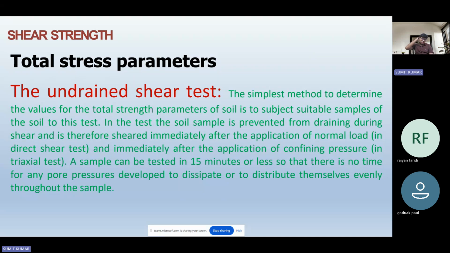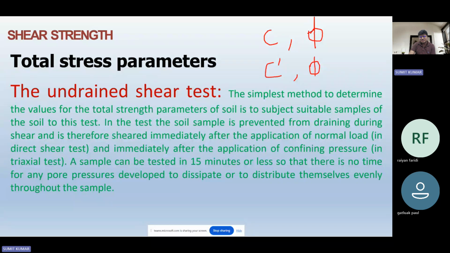Now you see the total stress parameter and the effective stress parameter, they are two of the most important points which we are going to discuss as we move ahead. So first of all, the total stress parameter. Now let me write something. Let's try to use the pen. So when we say total stress parameter, we say C and phi. But when we say effective stress parameter, we say it as C dash and phi dash.